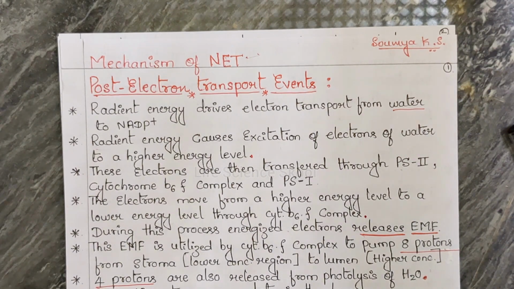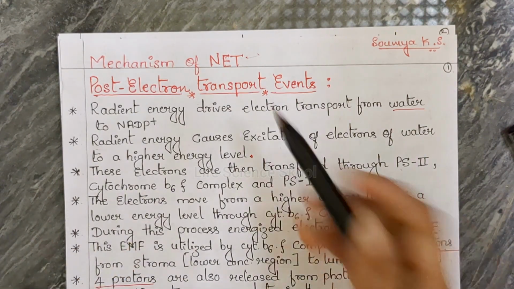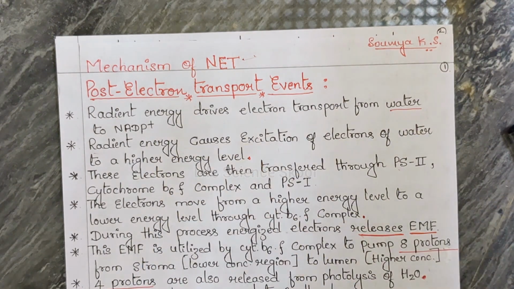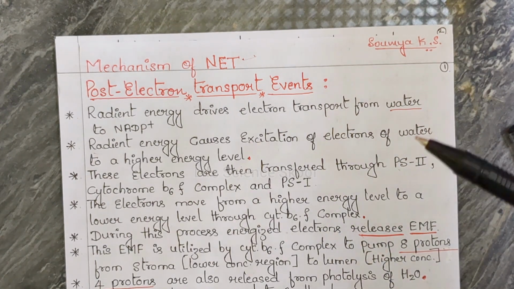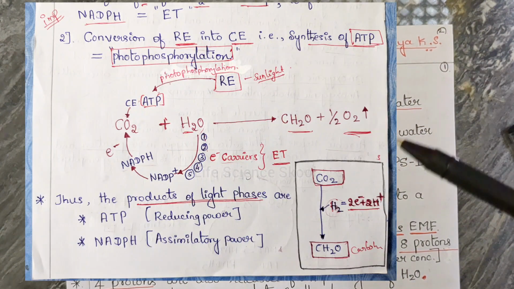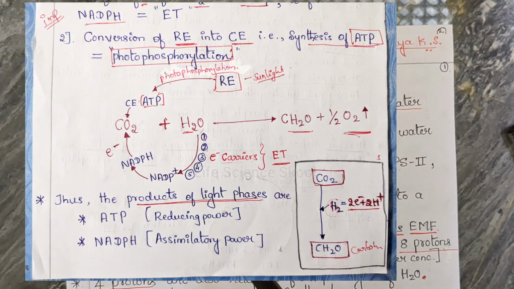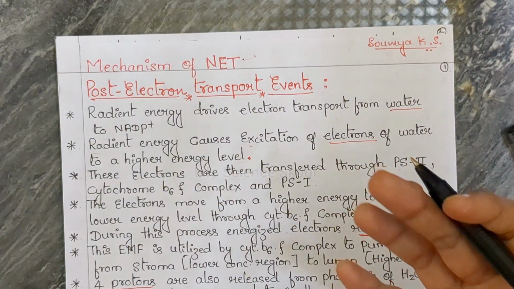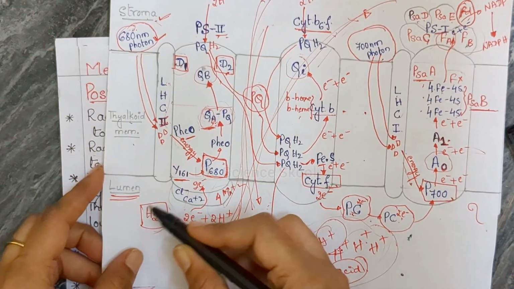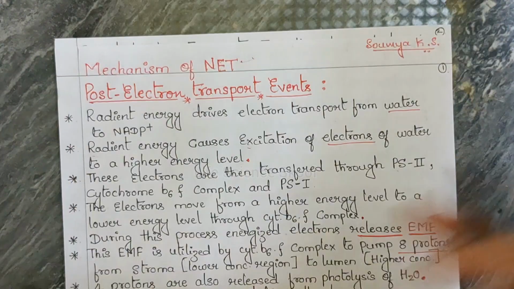First, radiant energy drives electron transport from water to NADP+. Radiant energy, that is sunlight energy, is the one which drives the electron transport from water to NADP+. As we are studying the light phase, as you can see in the diagram, the electron carriers carry the electrons from water to NADP+. That is driven by an energy called radiant energy, which causes the excitation of electrons of water to a higher energy level.